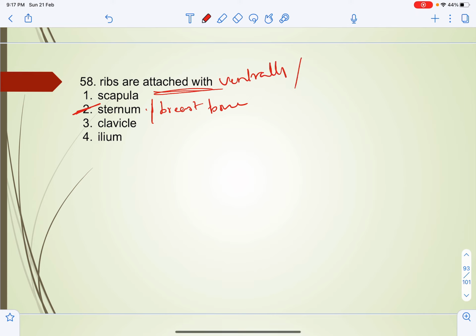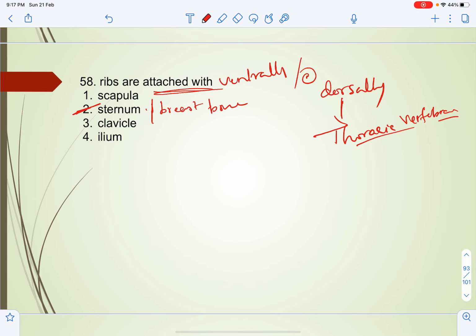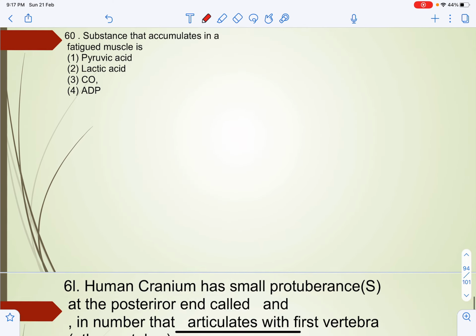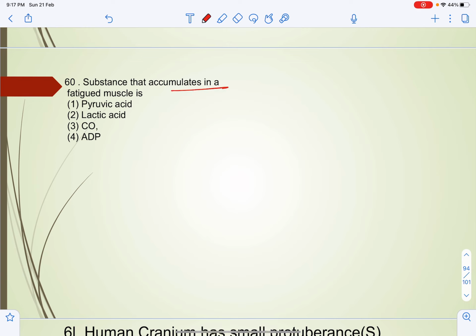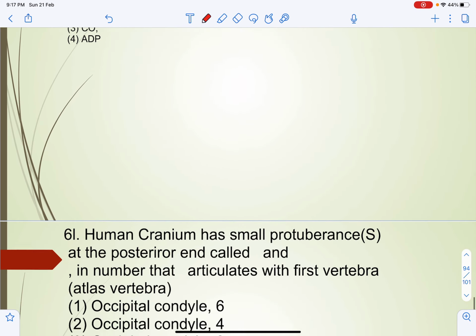If they ask dorsally with, dorsally we can say thoracic vertebrae. Next, the substance that accumulates in fatigued muscle: we know that generally in anaerobic metabolism, lactic acid accumulates in muscles and causes fatigue.